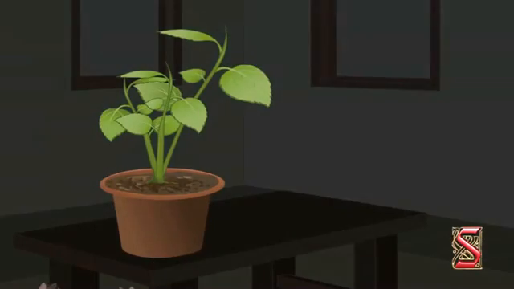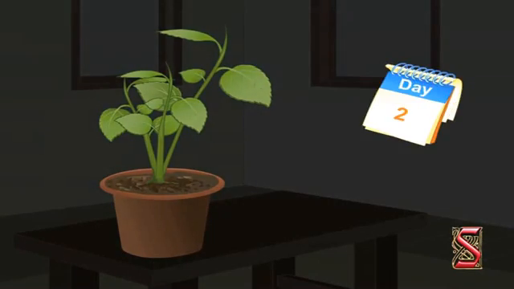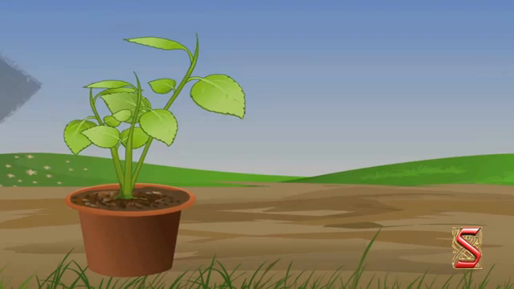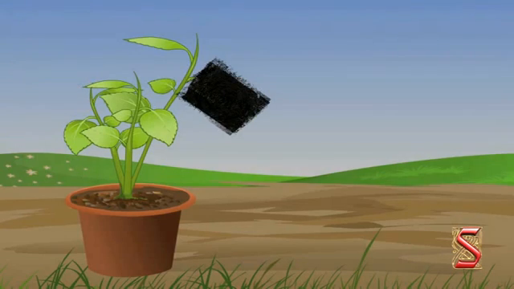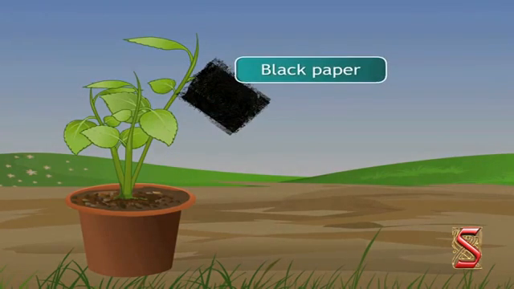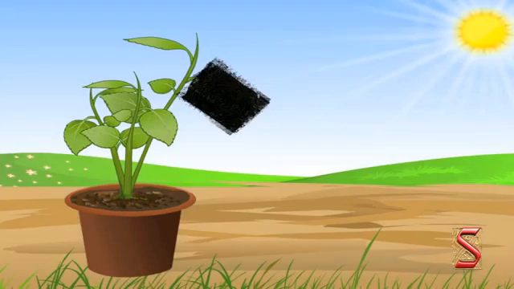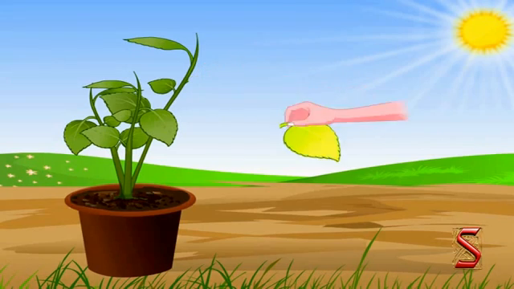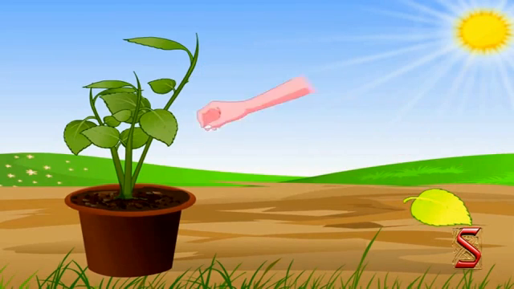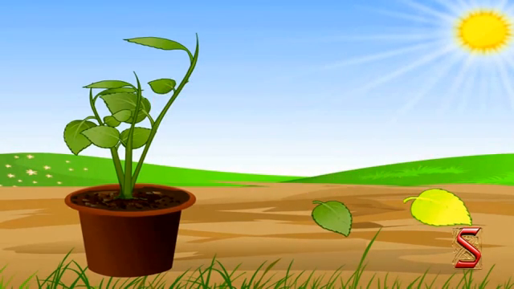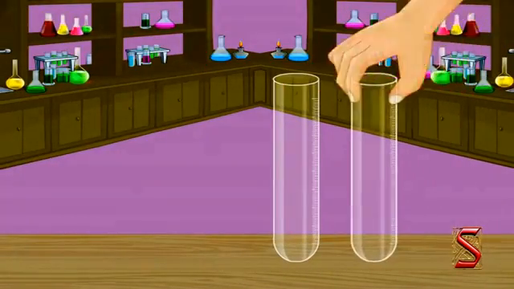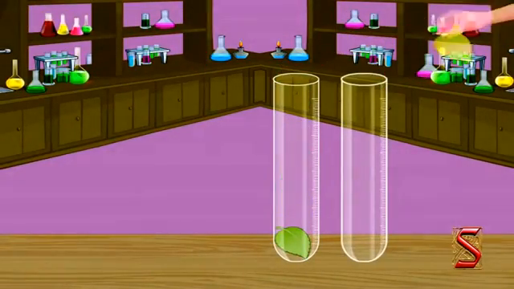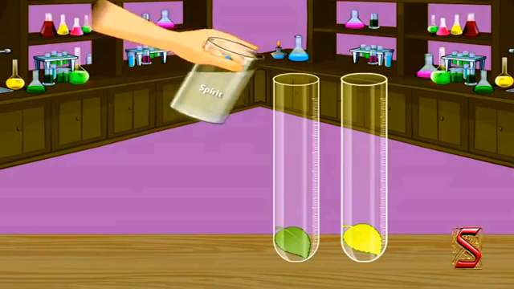Keep a potted plant in a dark room for 2 to 3 days. After 3 days, take it out and cover one of its leaves completely with black paper and keep the plant in the sunlight. After 1 day, remove the cover from the leaf. Now, pluck the leaf covered with black paper and one other leaf from the plant. Take 2 test tubes. Put the 2 leaves in different test tubes and fill the test tubes with spirit.